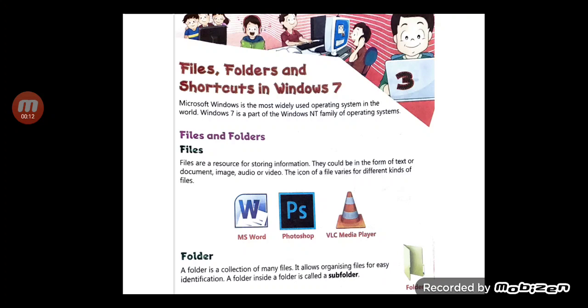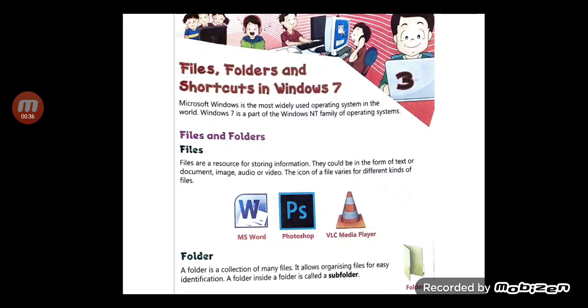Now Windows 7 is an operating system, right? We have already studied about operating systems. What is an operating system? An operating system controls and coordinates the overall activity of a computer. It acts as a mediator between the user and the computer hardware.